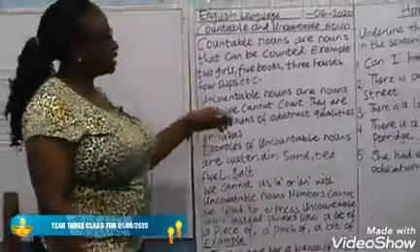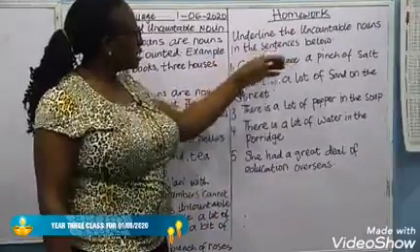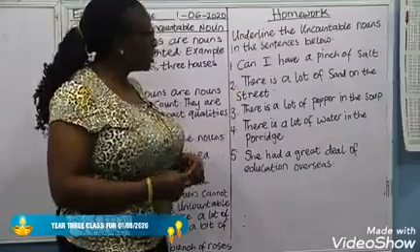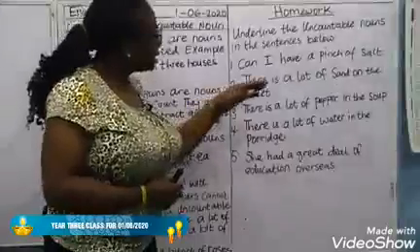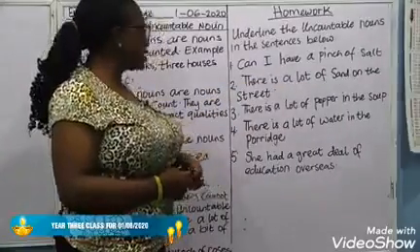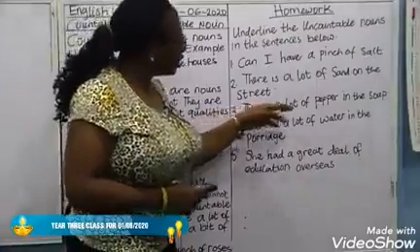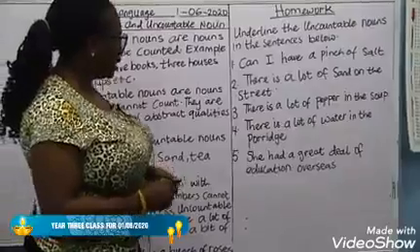So we're going to have an assignment here. Underline the uncountable nouns in the sentences below. The first sentence says, can I have a pinch of salt? What is the uncountable noun there? There is a lot of sand on the street. Underline the uncountable noun. There is a lot of pepper in the soup. Underline the uncountable noun there.